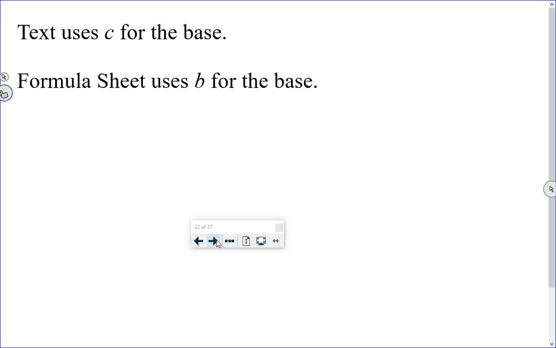The first thing to note, though, is there is a discrepancy here between the textbook and the formula sheet. The textbook uses c for the base and the formula sheet uses b for the base. We're going to have to get over something here. If the formula sheet uses b for the base in this unit, the formula sheet also uses b for a parameter in transformations, we have to get over the fact that b has a meaning that's indicated by the context of the question.